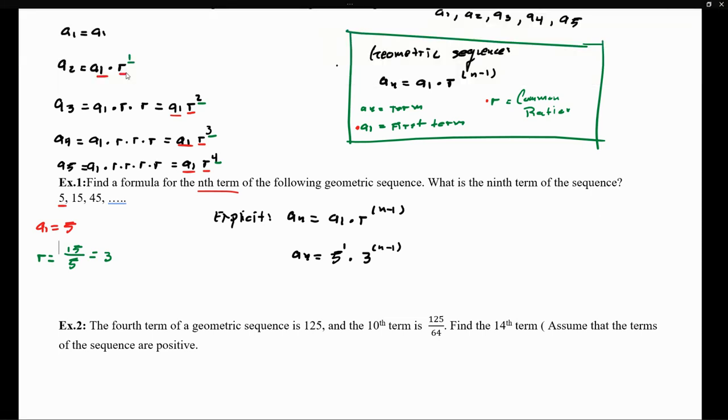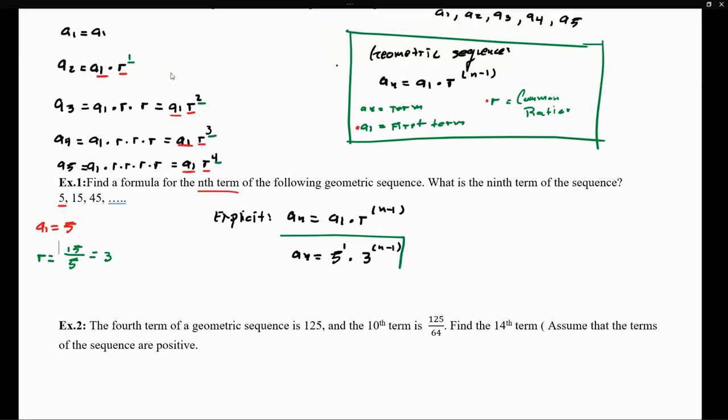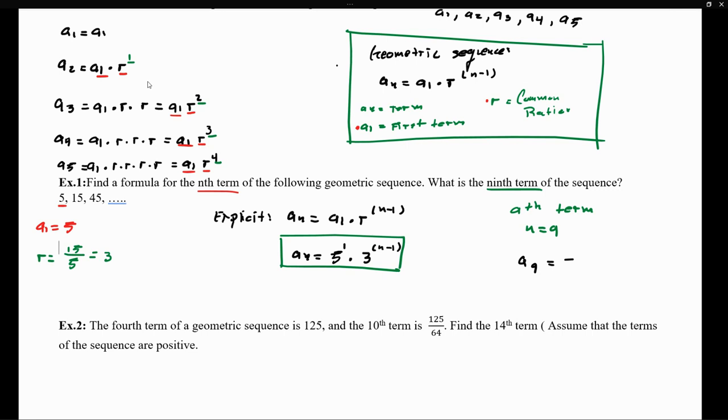So now that we have this, we have an equation that we can use to define any term in the sequence. With this explicit formula, let's find the 9th term. All we've got to do is go to the equation we have just defined and let n have a value of 9. So the 9th term equals 5 times 3^(9-1), which in this case is a_9 equals 5 times 3^8.